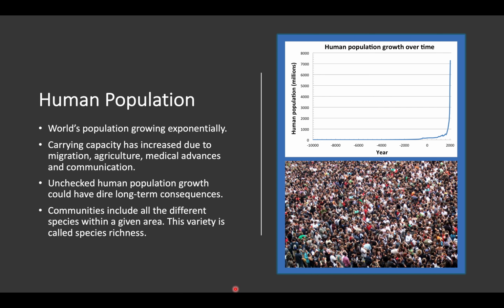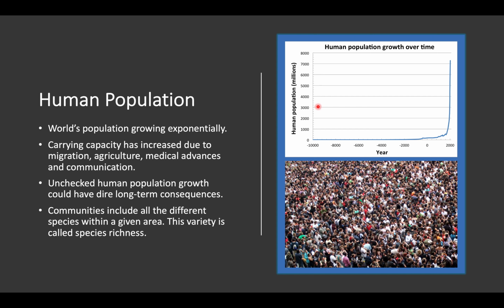So while we're speaking about populations, I'd like to talk about the human population. The world's population is actually growing exponentially and has been growing exponentially for the last few hundred years. The title of the graph that I have up here on the right is Human Population Growth Over Time. This graph will show you a visual of what I'm talking about.